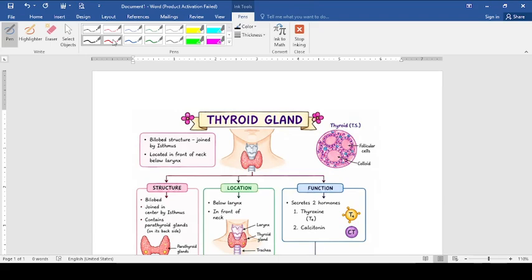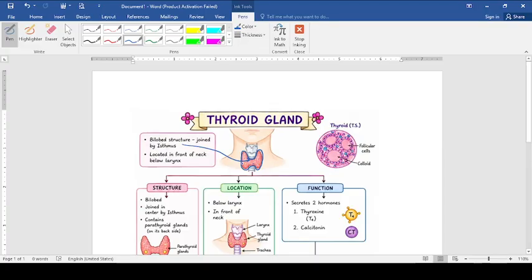Now we are moving on to the structure of the thyroid gland, which you can see here. This is a butterfly shaped gland. As you can see in this diagram, this gland has a bilobed structure and consists of certain follicles. You can write H shape also, but it's better to write the bilobed structure, which is joined in the center with the help of the isthmus. So this is the structure of the thyroid gland.